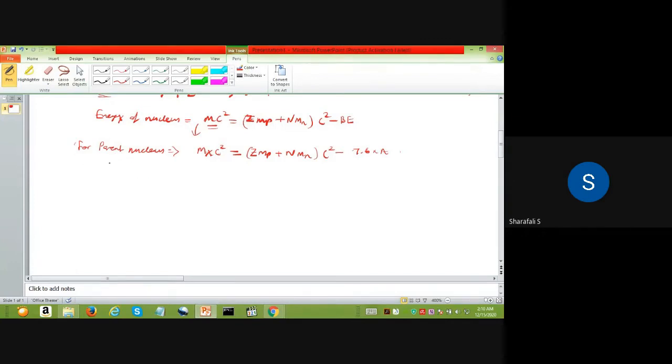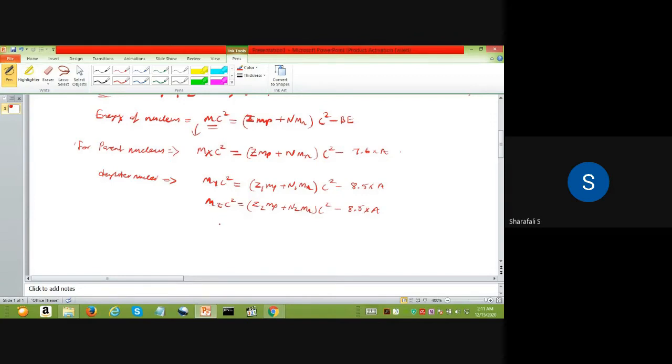And for the daughter nuclei, there are two of them. So in the first case, we consider my c square will be z1 mp plus n1 mn, times c square, minus 8.5 mega electron volt times A. Similarly, for the second one, mz c square will be z2 times mp plus n2 times mn, multiplied with c square, minus the same binding energy, because those nuclei will come in that average binding energy per nucleon region.